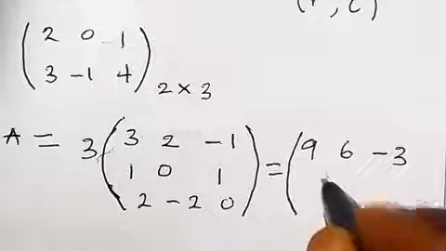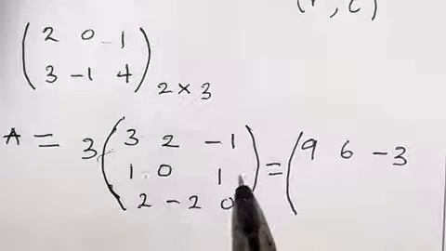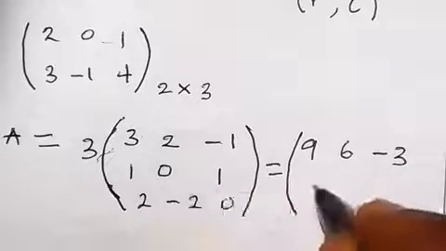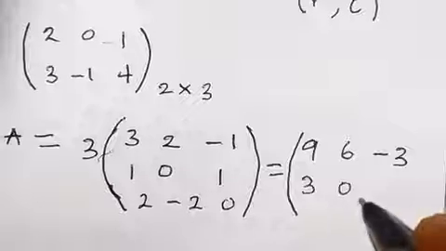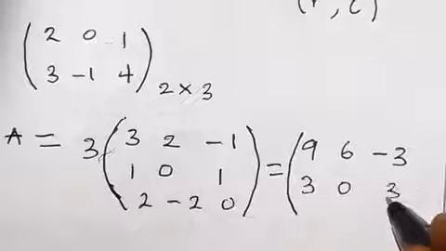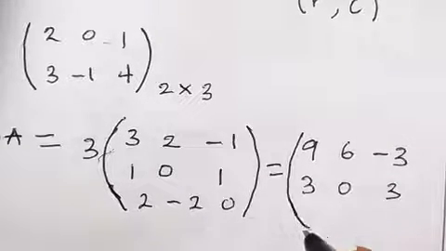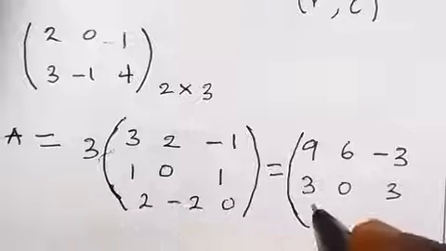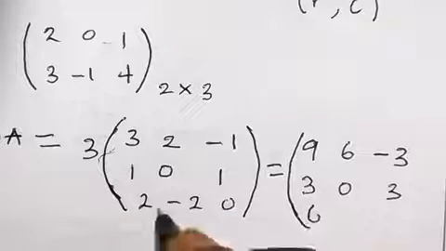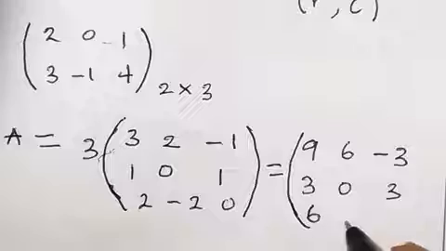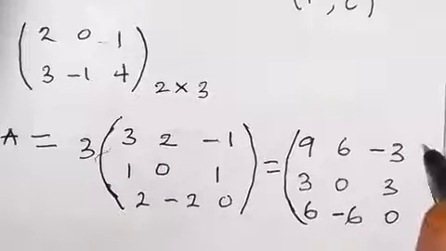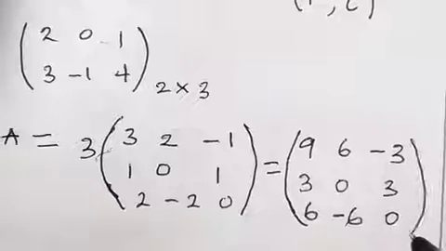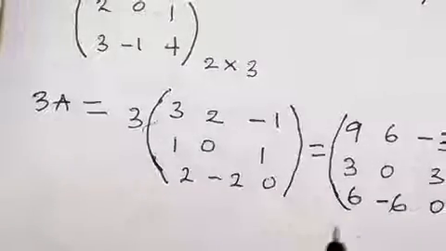We have that. Then it will also multiply the second row. 3 times 1, that's 3. 3 times 0, that will give us 0. 3 times 1, that's 3. Also it will multiply the last row. 3 times 2, that's 6. And 3 times minus 2, that's minus 6. 3 times 0, that's 0. So this is 3 times matrix A.